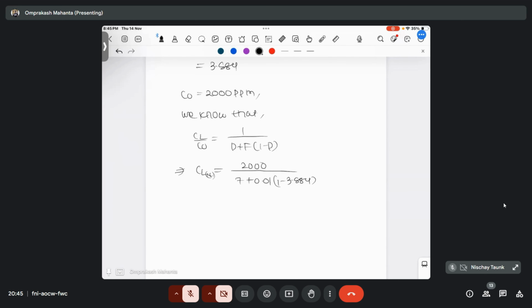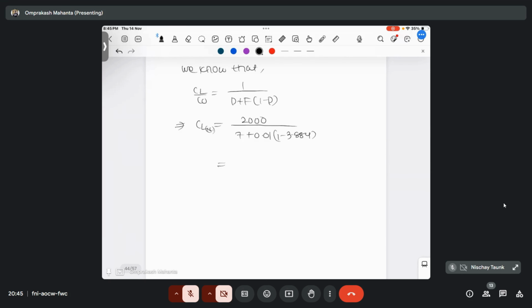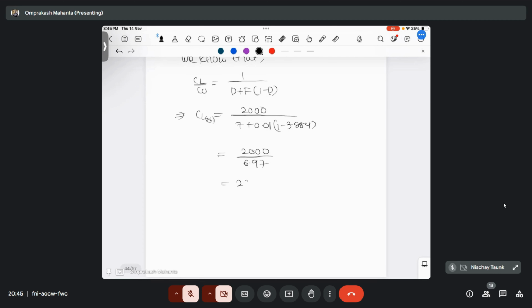3.884. So it will be 2000 divided by 6.97. So the answer will be 286.89 ppm. So this is for your non-modal melting.